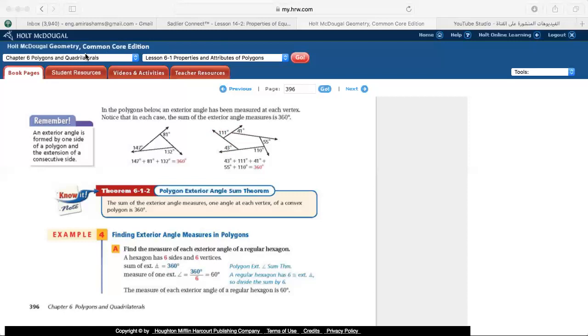So all I want you to know, Tala, is that the sum of the exterior angles of any figure is 360. And if it has 5 interior angles, it has 5 exterior angles. According to the number of interior angles, it has exterior angles. Okay, Tala, you got it?